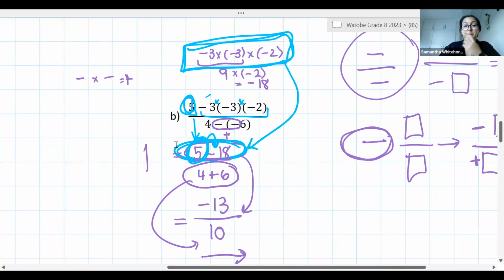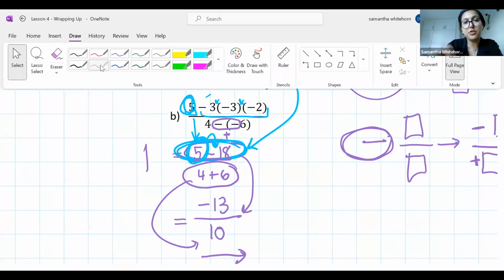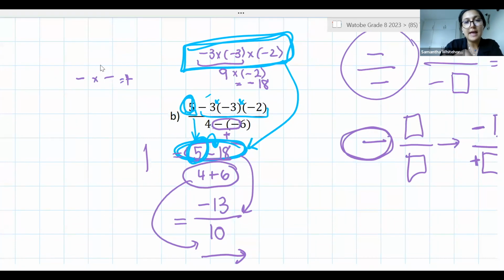So the reason in B it became minus is because of what I was multiplying. If you look in this blue block up here, I had a negative times a negative, which gave me a positive 9. But then I times it by another negative, which means that my answer became negative.